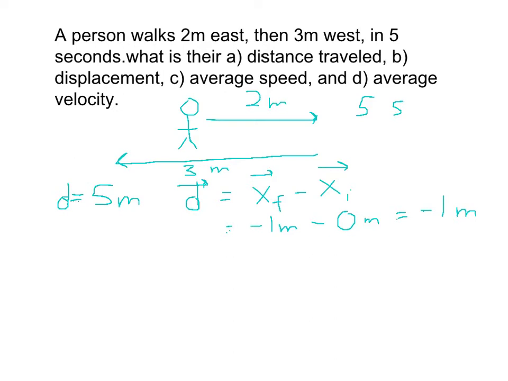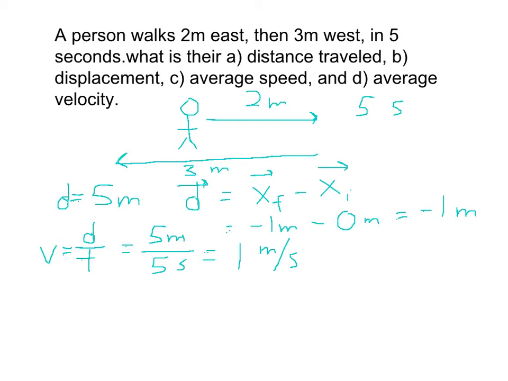Now the question's asking for their average speed. Well, speed is distance over time. Their distance, we said, is 5 meters. The time for this journey was 5 seconds. So their speed is 1 meter per second. And by the way, you're not supposed to write equal signs one after the other in the same row like this. I'm just trying to save space.